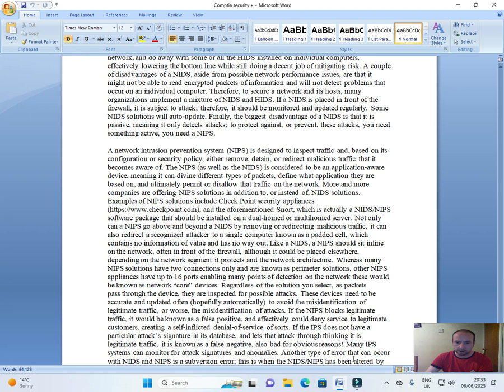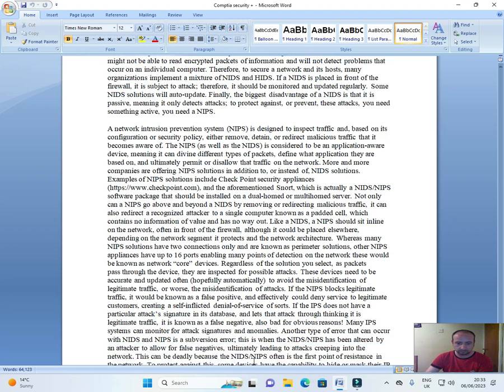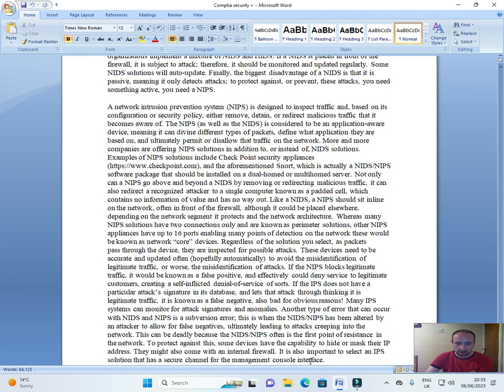Another type of error that can occur with NIDS and NIPS is a subversion error. This is when the NIDS or NIPS can be altered by an attacker to allow for false negatives, ultimately leading to attacks creeping into the network. This can be deadly because the NIDS or NIPS can often be the first point of resistance in the network.